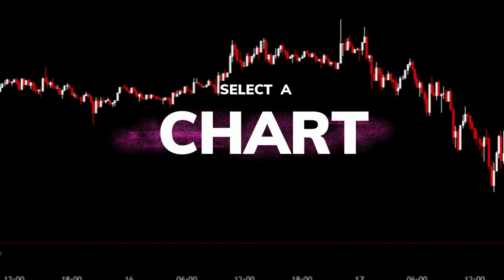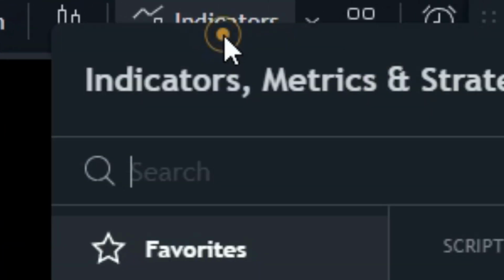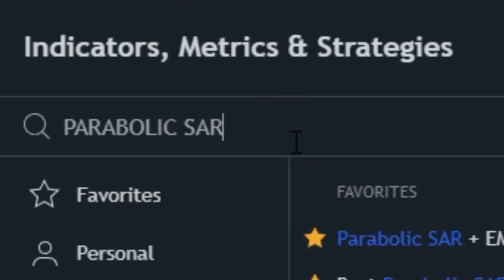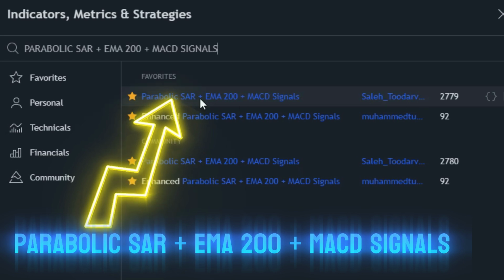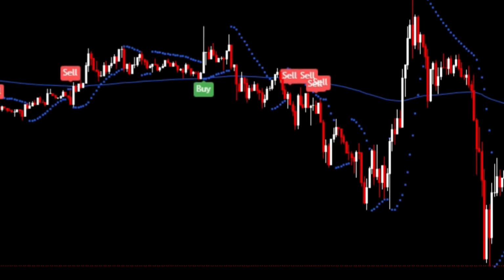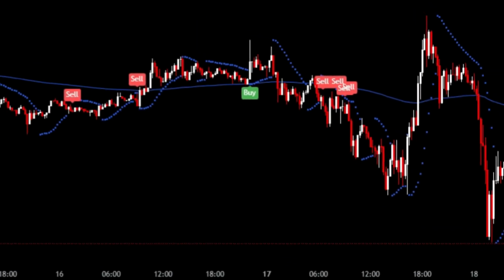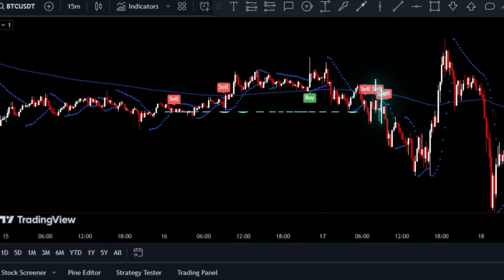First, select the chart for the asset you want to trade. Then go to the indicators section and search for the Parabolic SAR plus EMA 200 plus MACD signals. It's popular, so you'll find it easily. Click on it and add it to your chart. To make this indicator work well on your chart, we'll tweak the settings. Don't worry, it's a breeze. Just follow my steps and adjust the indicator settings as I go.